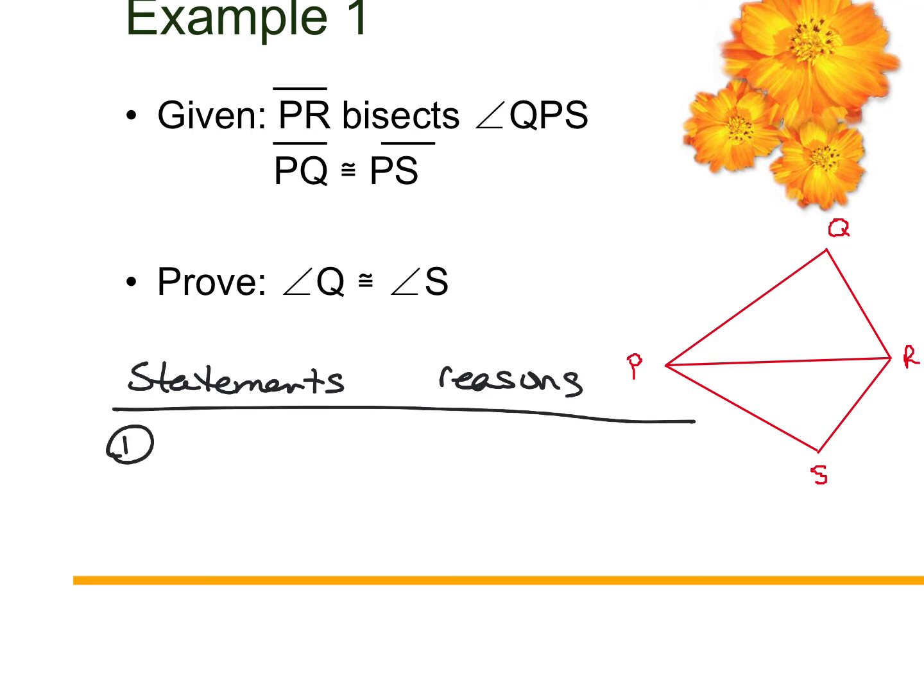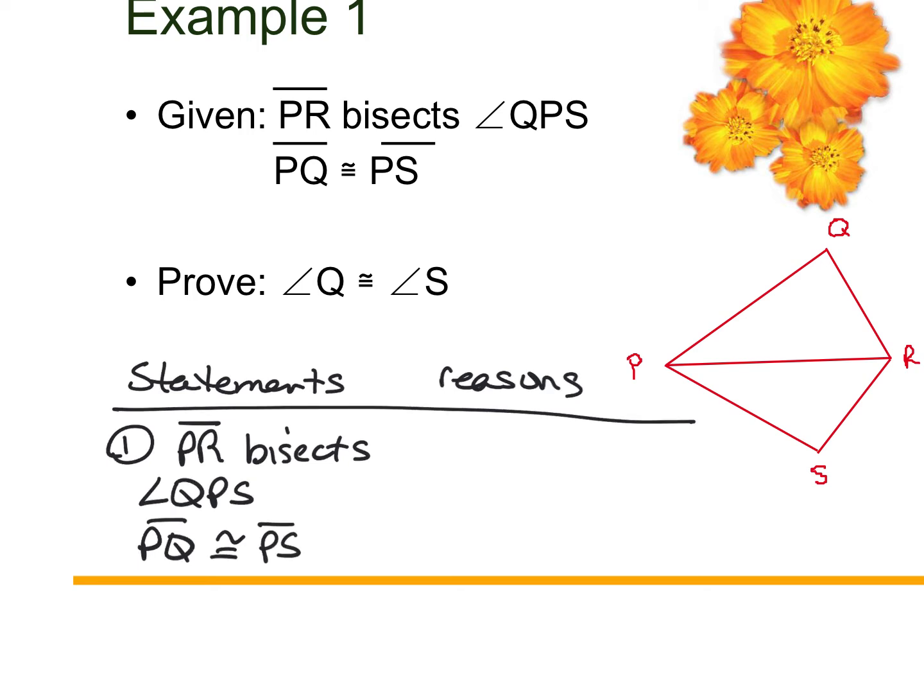Number one, I'm going to state all my given, that PR bisects angle QPS, and that PQ is congruent to PS. Let me label my picture. So PQ is congruent to PS, and then I've got this angle here, QPS, right here, that has been bisected.